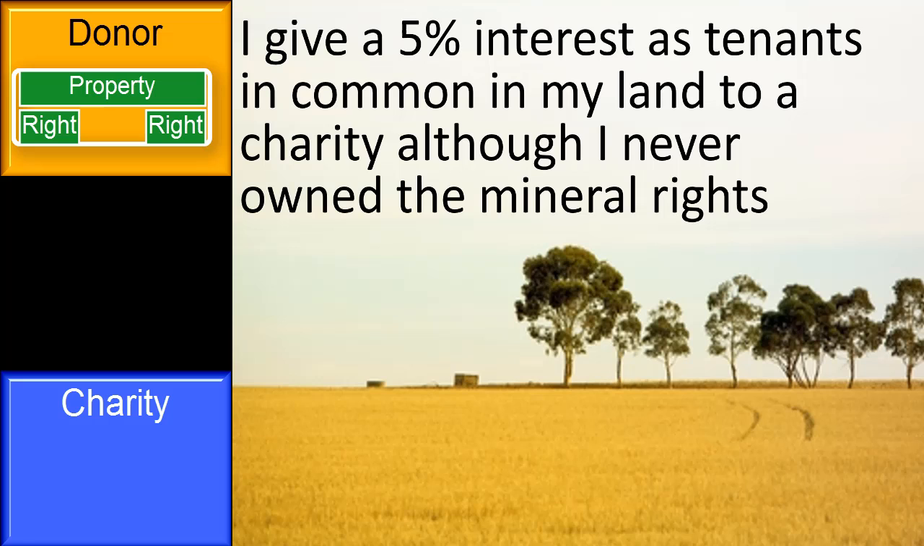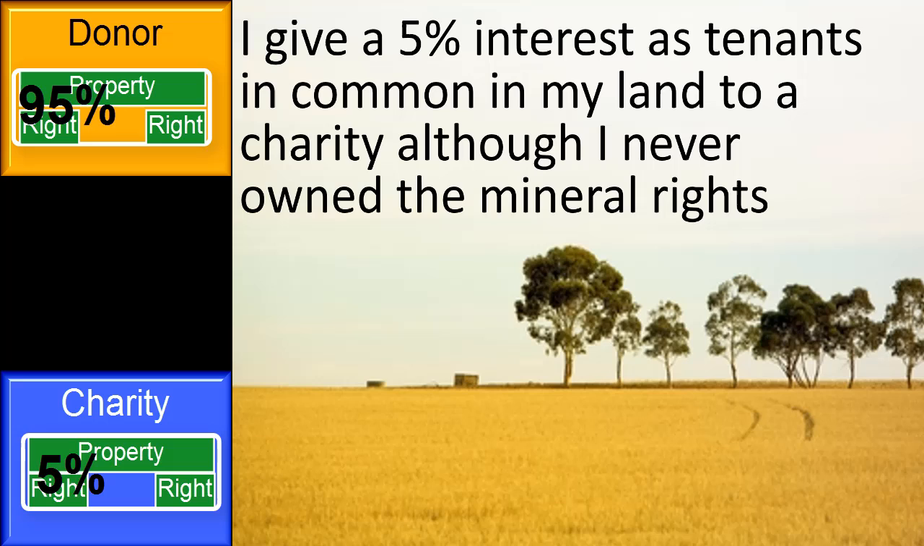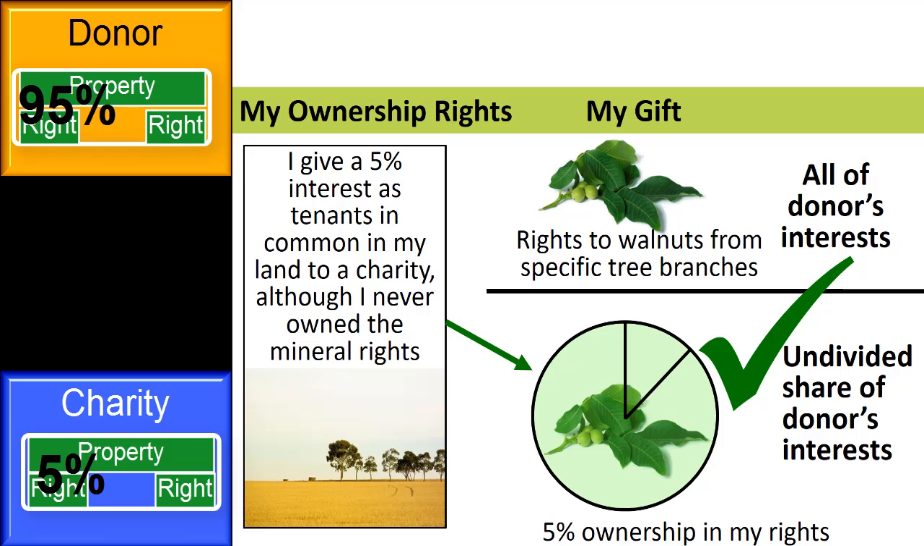Suppose instead of giving the farmland to a charity, the donor gives a 5% interest in the farmland to the charity. As before, the donor never owned the mineral rights to the land. Is this a deductible gift? This is a transfer of an undivided share of all of the donor's interests in the property. Consequently, this is a deductible gift. The donor is not retaining any types of rights different from the types of rights given to the charity, although the exact ownership percentages differ.